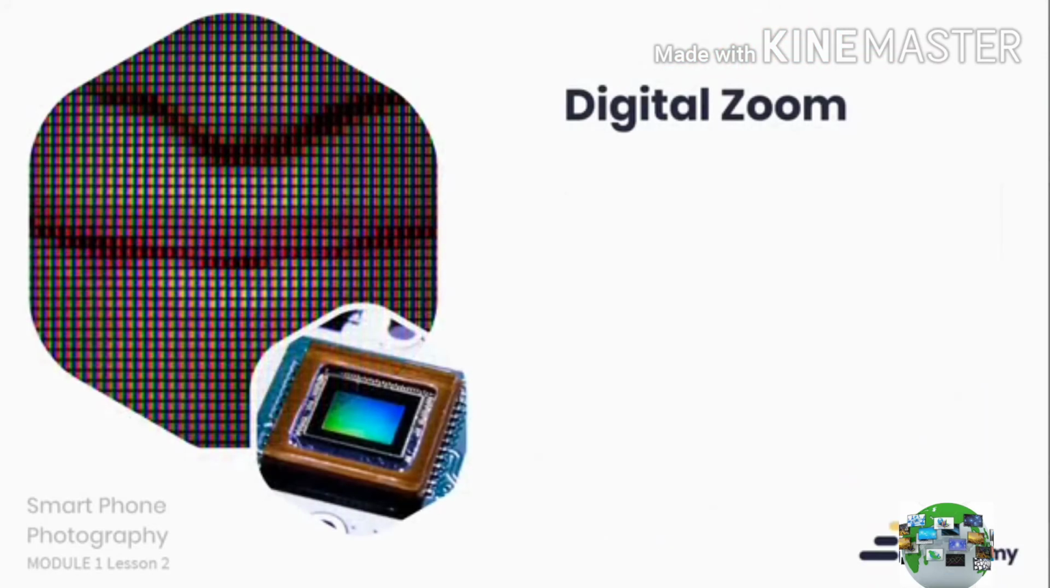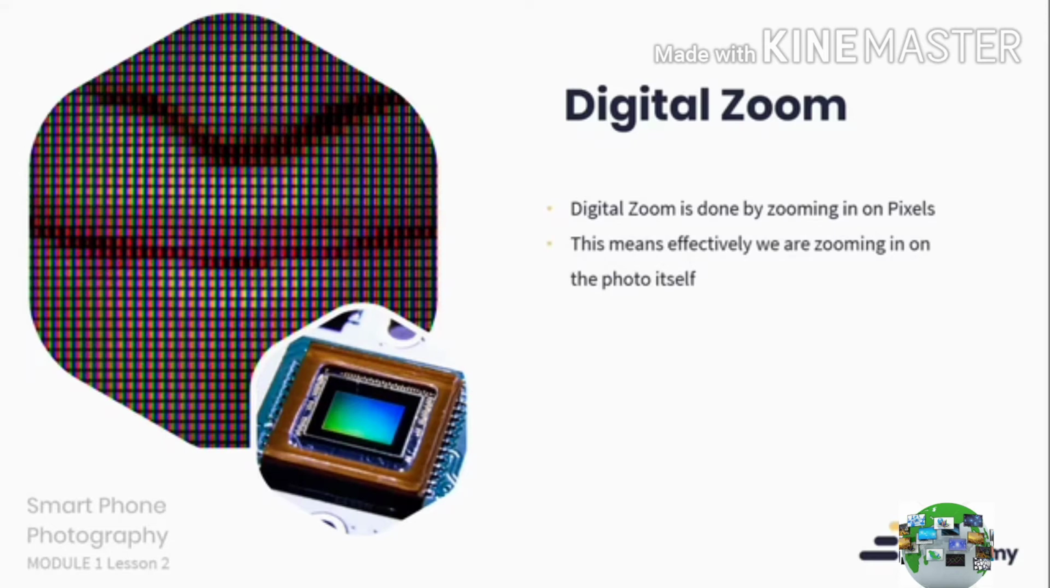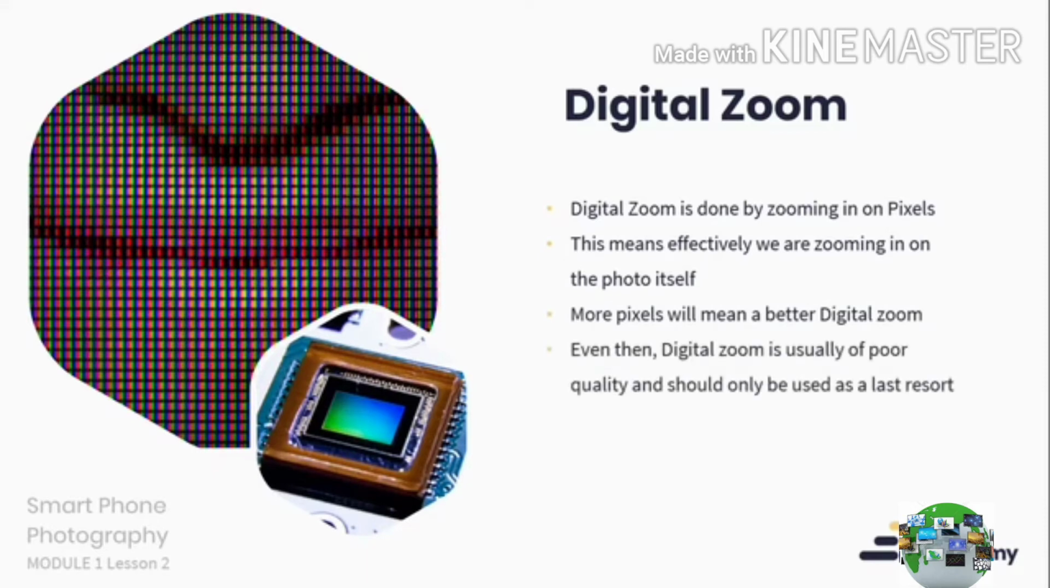Digital zoom is when we're actually zooming in on the pixels of our image itself. So this means that, as you can see here in the example, we're getting in onto the pixels themselves. It's like we're cropping into the image to achieve zoom. More pixels will mean a better digital zoom, but you will lose quality when you use digital zoom, and it should only ever be used as a last resort if you really need to capture that photograph, or there's just something in the distance that you have to capture. Digital zoom will help you to capture it, but you're going to sacrifice quality.